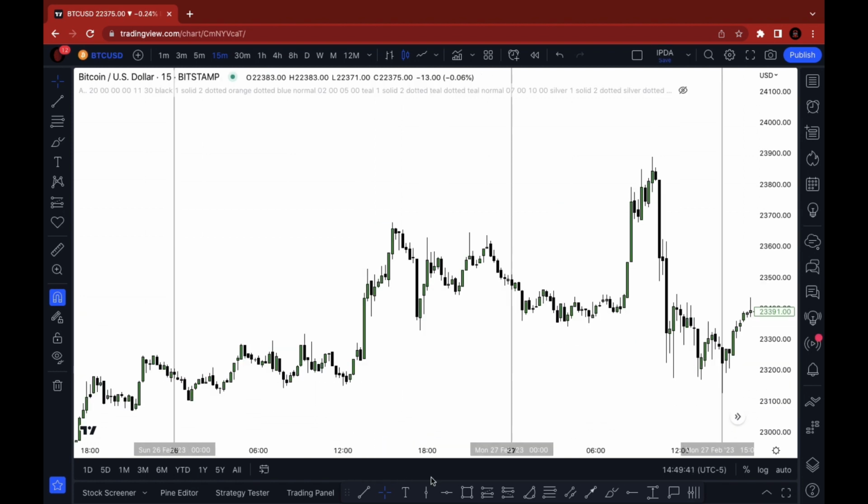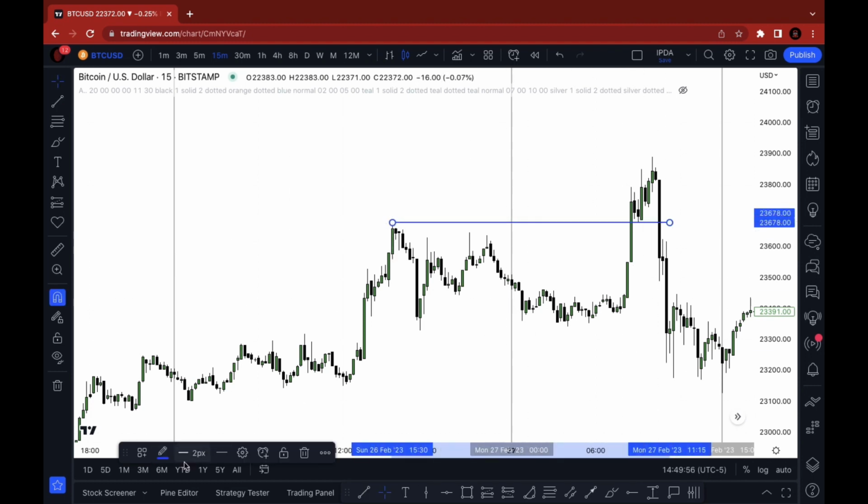For example, we're looking at Bitcoin versus the US dollar, and as you can see, we have Sunday's range, February 26th, and then we also have Monday's range, February 27th. We can see that price comes up onto Monday and takes out Sunday's high. See that there.